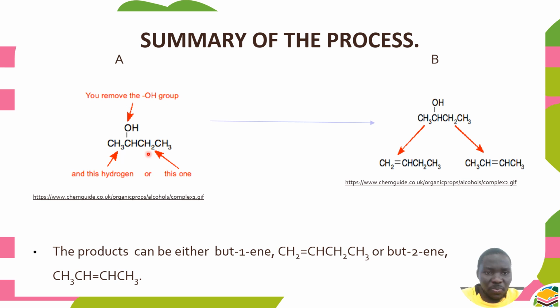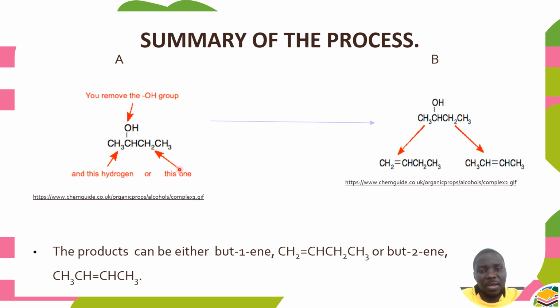So I want you to pay much attention to the diagrams here. So here is the OH group. Remember, the functional group of alkanols is OH. So we have this OH and the hydrogen here. It can happen that this hydrogen is the one which is going to be removed, or it can also be this hydrogen which can be removed to form a water molecule here.